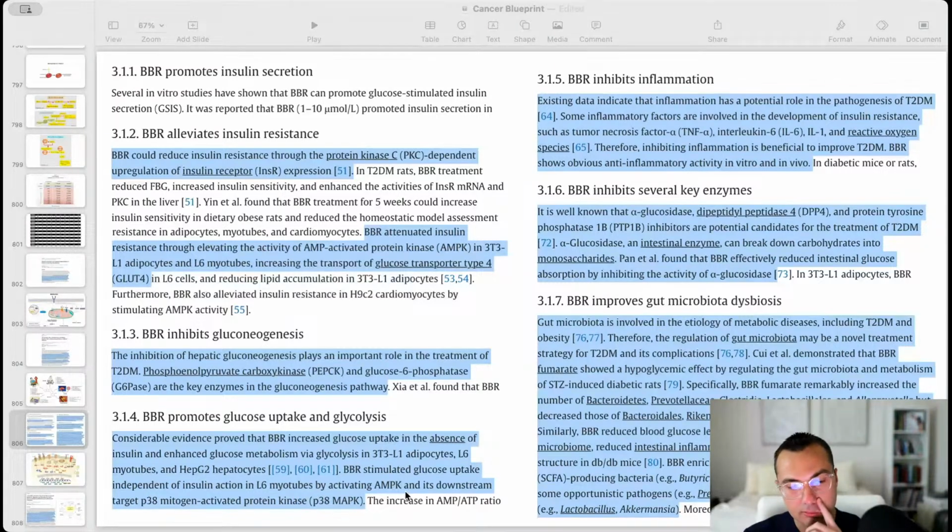Again, AMPK has multiple downstream effects, and you'll see it mentioned throughout this entire paper for all the different actions being undertaken because of AMPK. Berberine inhibits inflammation. Existing data indicate that inflammation has a potential role in the pathogenesis, or the creation, of diabetes. Some inflammatory factors are involved in the development of insulin resistance, such as tumor necrosis factor alpha, TNF alpha, IL-6 or interleukin 6, IL-1, and reactive oxygen species. Therefore, inhibiting inflammation is beneficial to improving type 2 diabetes mellitus. Berberine shows obvious anti-inflammatory activity in vitro and in vivo.